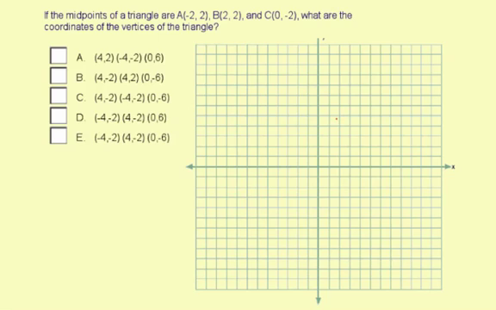If the midpoints of a triangle are A (-2, 2), B (2, 2), and C (0, -2), what are the coordinates of the vertices of the triangle? So first thing is I'm going to plot these midpoints.